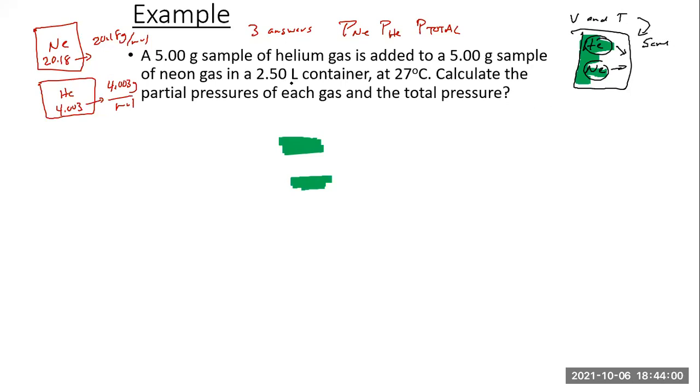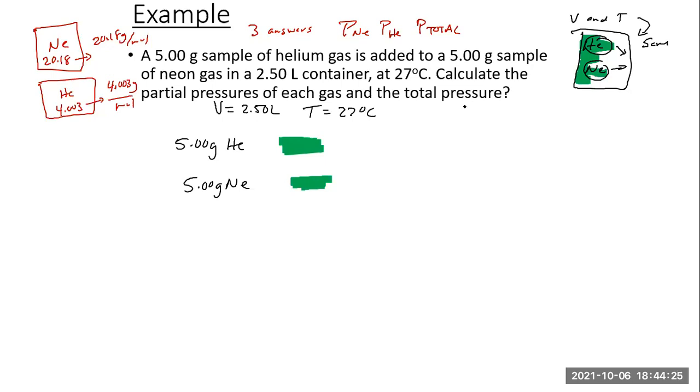We could go through and pull out the information. We have 5 grams of helium, we also have 5 grams of neon, we also have 2.5 liters, which is a volume, and we have 27 degrees Celsius, which is a temperature.